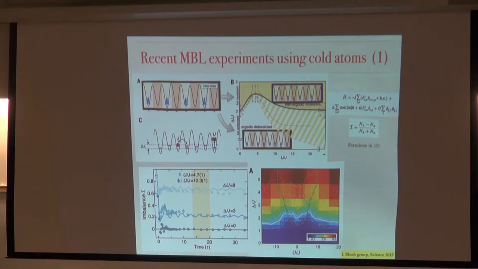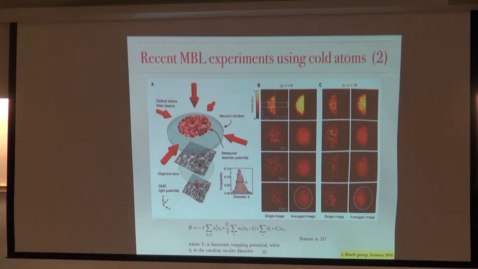And so what they see is that when there's no disorder, the initial memory is totally lost. The even-odd imbalance is gone after long time evolution. But whenever there's finite disorder, even with interaction, some residual memory of the initial state is left in the system. Later on, the experiment went to 2D using bosons.